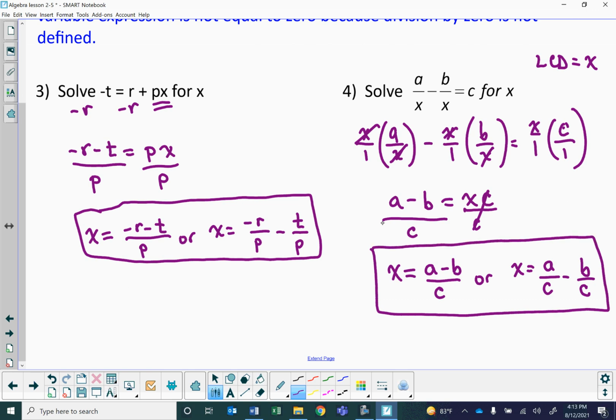And of course, we have to assume that c does not equal 0. Okay, because if c equaled 0, that would be an undefined equation, and that would not work. That's why we assume that the variable cannot equal 0.